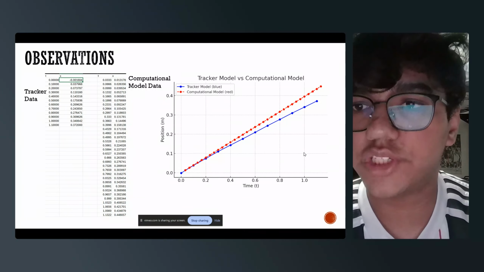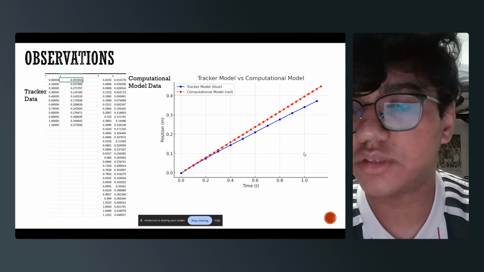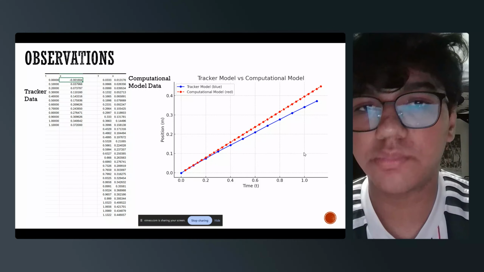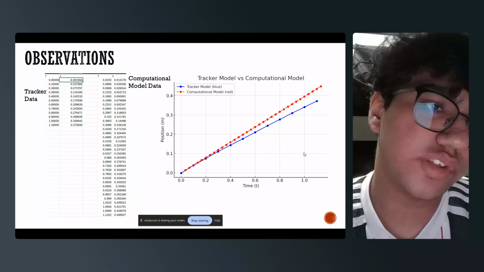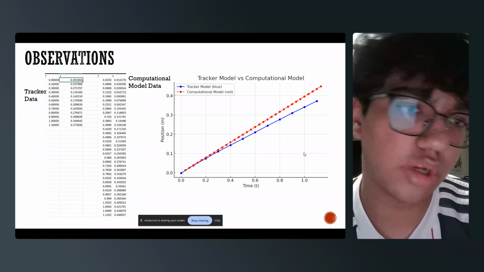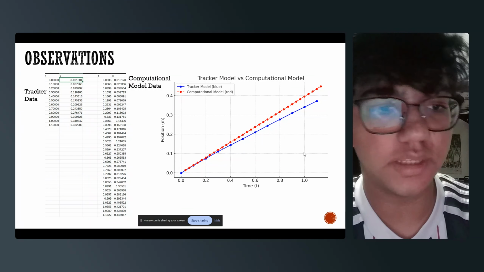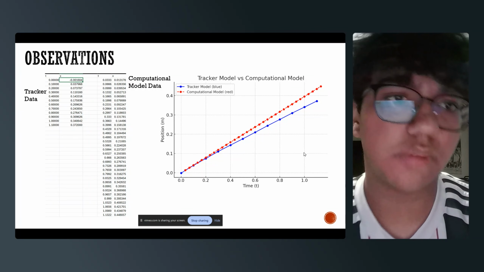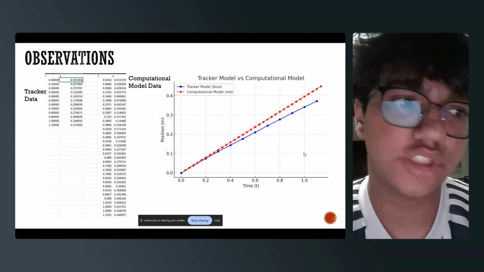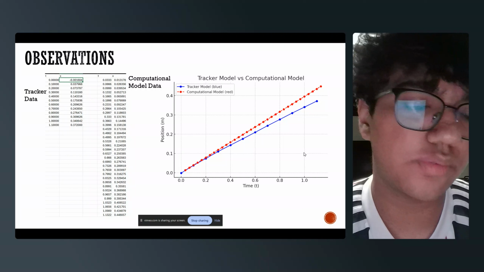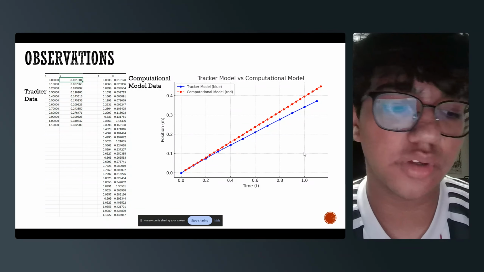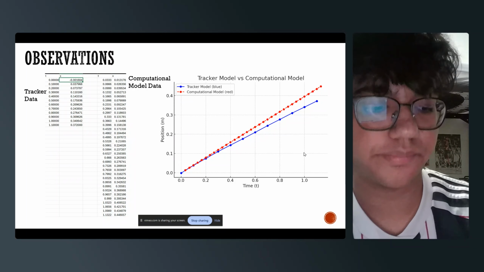So here we have the observations. On the left is the table, where the left column is the Tracker data and the right is the computational model data. And on the right of the slide are the two graphs, the Tracker data versus the computational model data, both graphed. As you can see, in the beginning the Tracker model and the computational model almost align, but towards the end, as frictional force acts on the object, the Tracker model deviates from the computational model because it slows down the speed of the object.